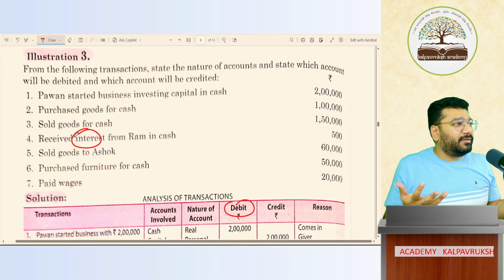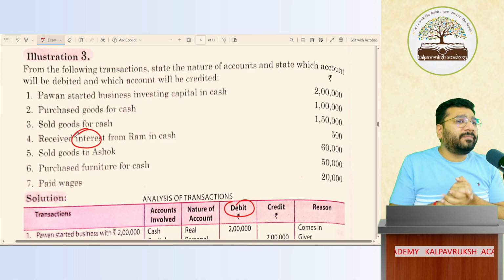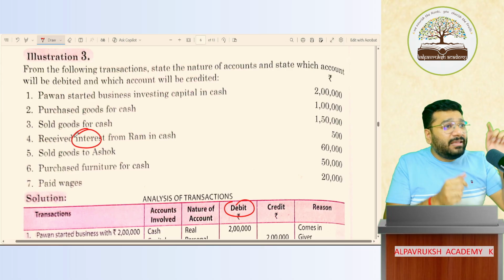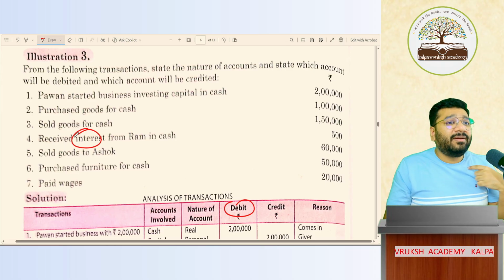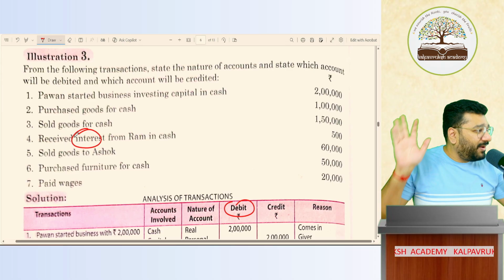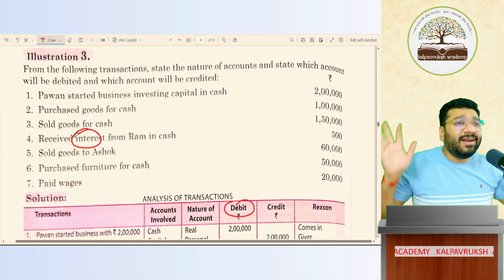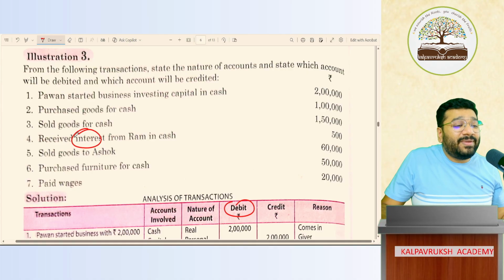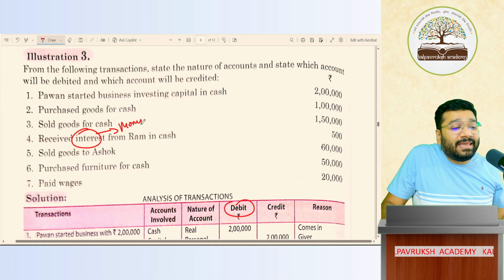Football interest, cricket interest. Which interest are they talking about? In accounts, we only talk about money. Whether you speak or I speak, we have to talk about money. Accounts means money. Interest here means what? Money. Received interest money from Ram.